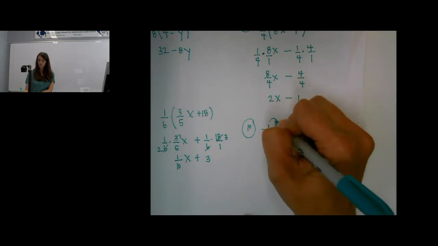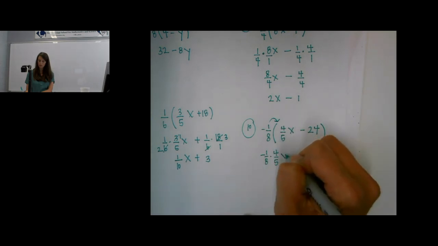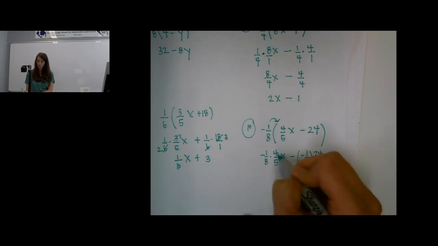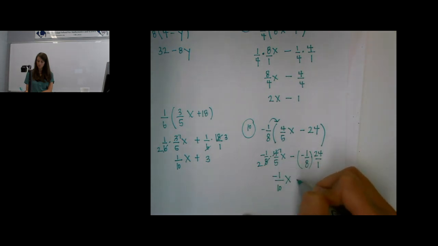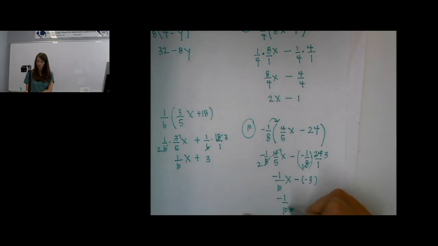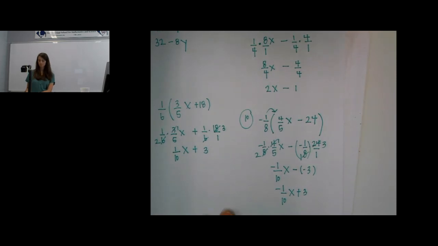Okay, so negative 1/8 times 4/5 x minus a negative 1/8 times 24. That's like 24 over 1. Okay, 4 goes into 8 2 times, so that's a negative times a positive, which is a negative 1. 2 times 5, which is a 10. Here, 8 goes into 24 3 times, so that's going to be a negative 3. That negative there is going to turn into a plus a 3. Okay? Awesome. All right.